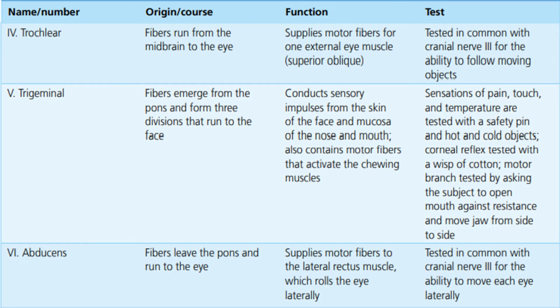Then we have number 4, the trochlear nerve. Fibers run from the midbrain to the eye. It supplies motor fibers for 1 external eye muscle, the superior oblique muscle.